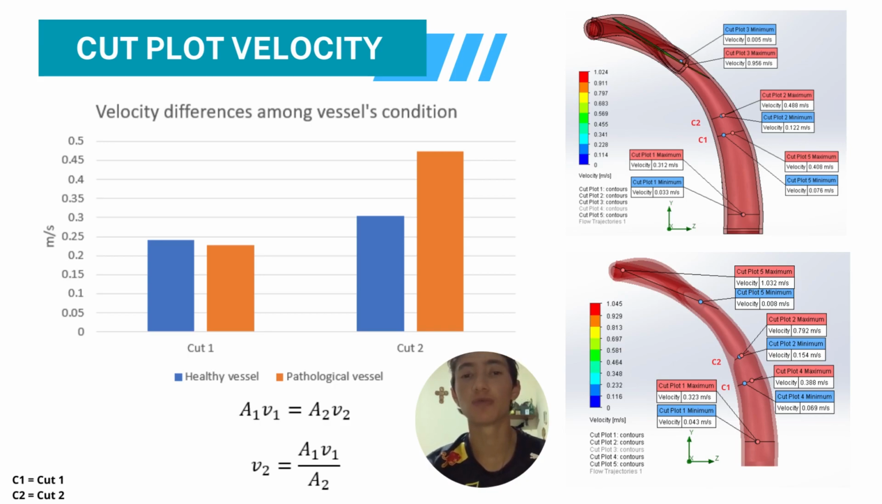Cut 1 and 2 represent the mean velocity calculated at the respective cut. Therefore, we can see that the velocities in the healthy vessel remain the same, whereas in the pathological one this velocity had to increase in cut 2, proving the validation of the continuity equation.